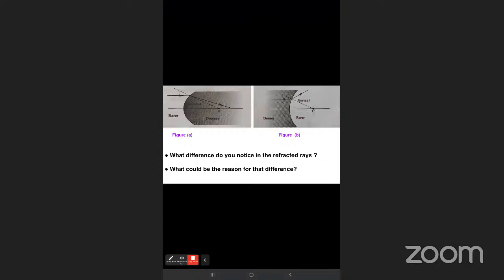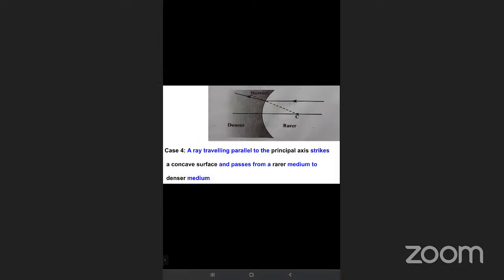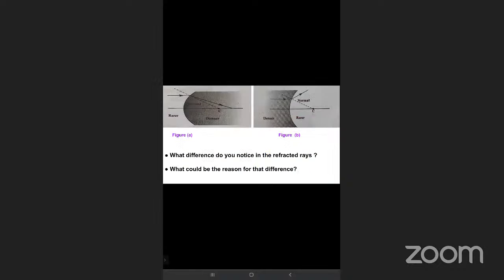So here we observe 4 cases. That means when light ray travels from rarer to denser, either convex or concave, the refracted ray moves towards the normal. And when it travels from denser to rarer, in convex and concave, the refracted ray moves away from the normal. So we observe the 4 cases here.